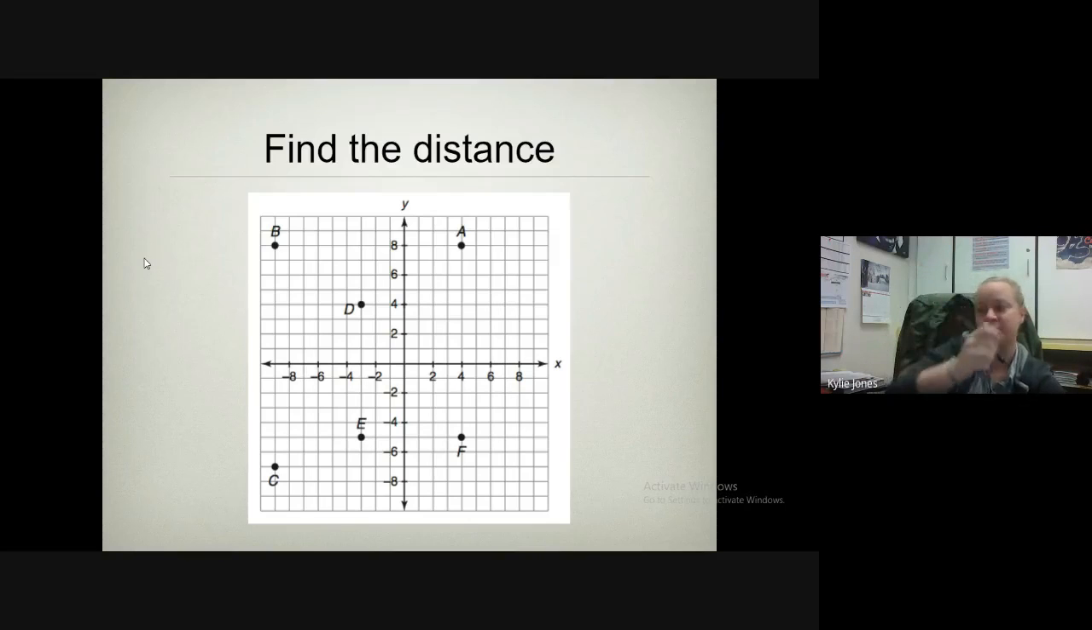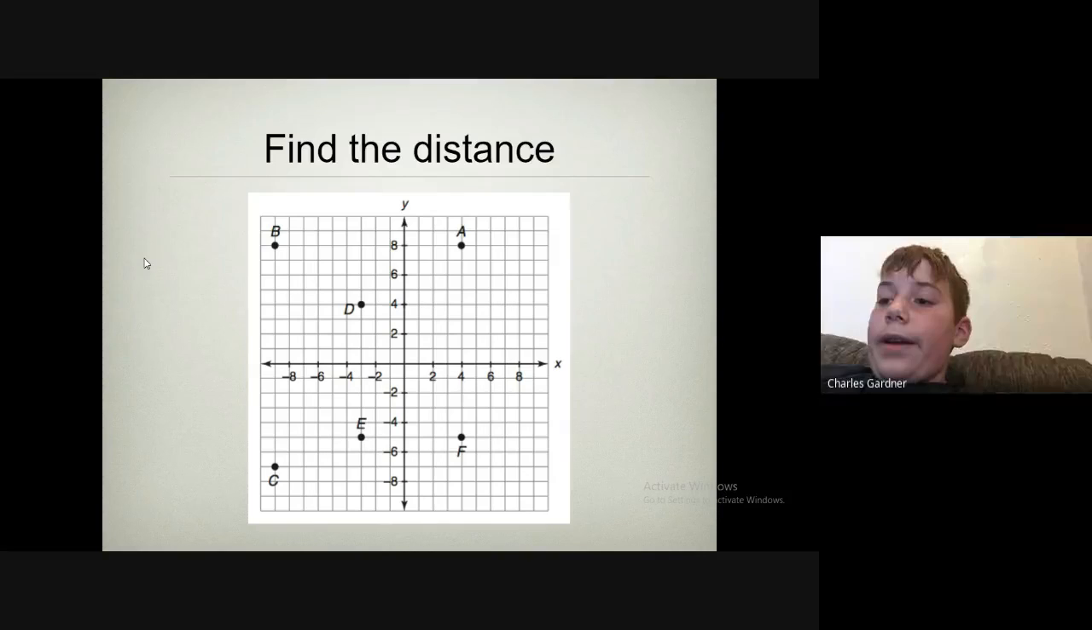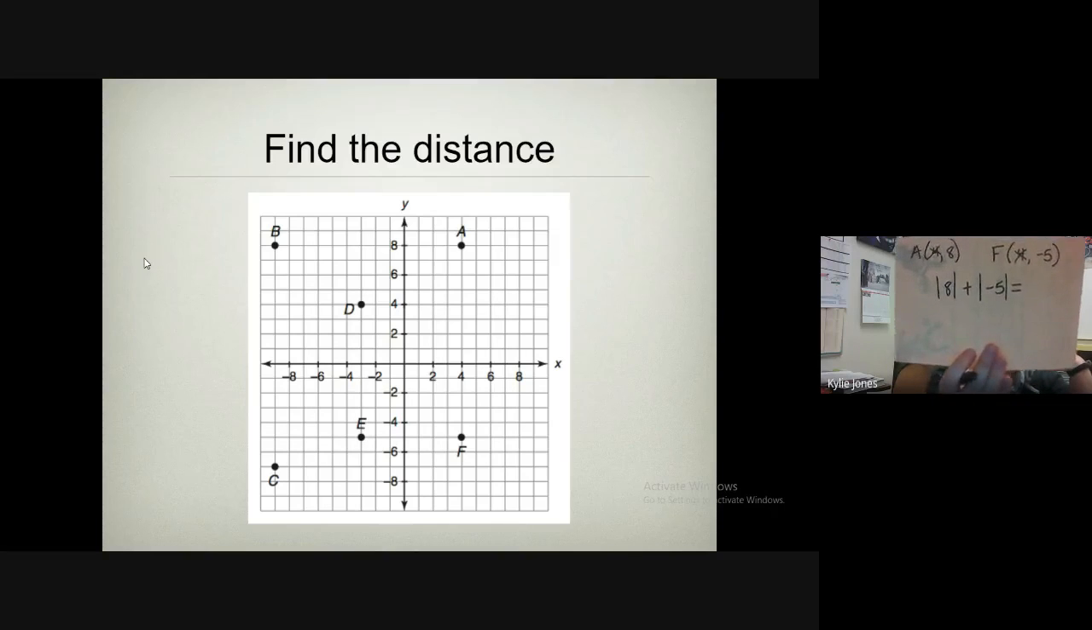X and then Y. So if we know that the 4s are the same, then we can cross those off because we are not going to use the 4s. They're the same. We do not use them. So we need to write the absolute value sentence using the ones that are different. What 2 numbers do we use inside our absolute values? 8 and negative 5. Good. So we have the absolute value of 8 plus the absolute value of negative 5 equals.